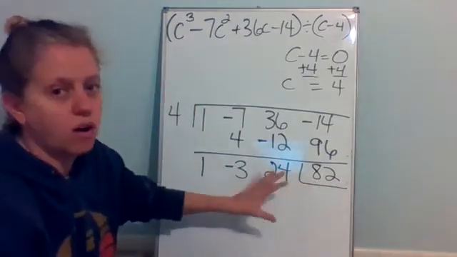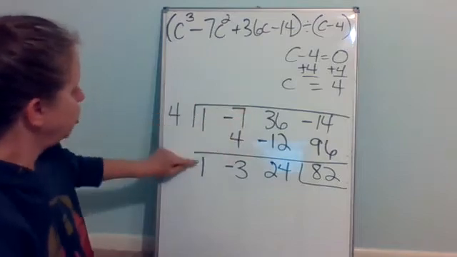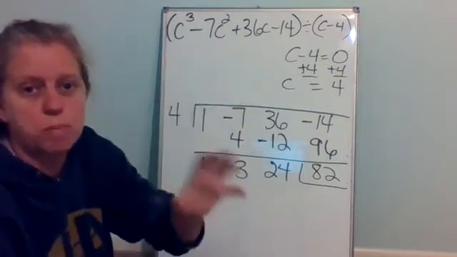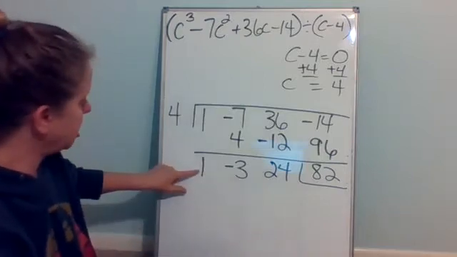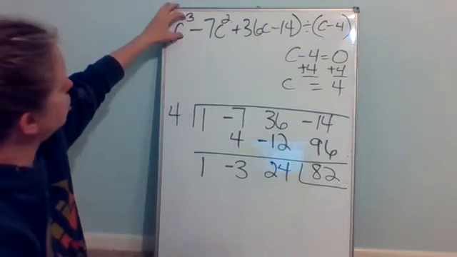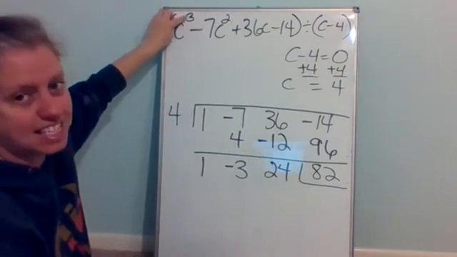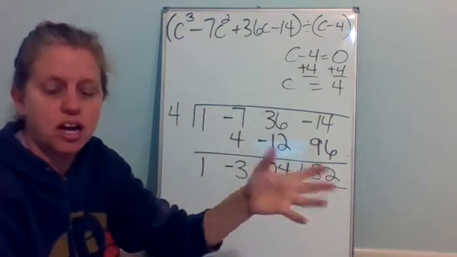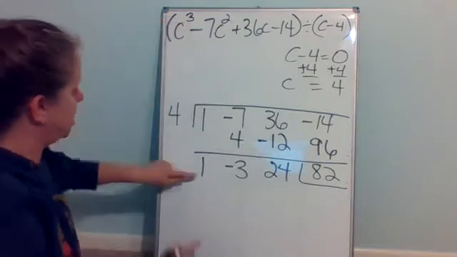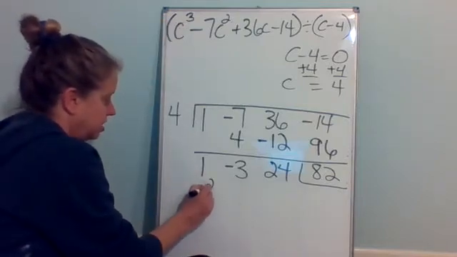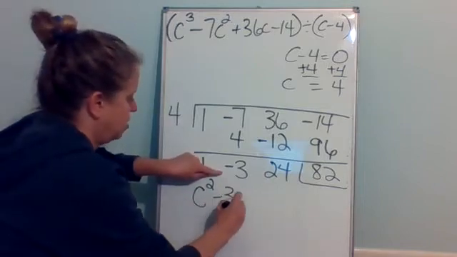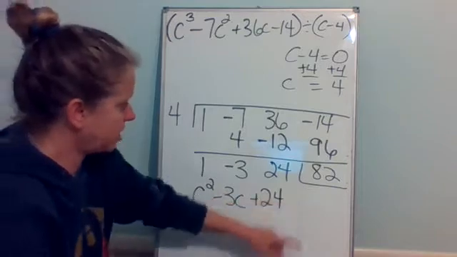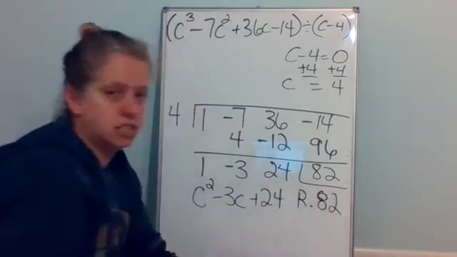And this is the remainder. Now, here's the thing. When you do synthetic division, your answer represents something. These numbers all represent something. It's still going to be a polynomial, which is a group of terms. That's going to be my first term in the polynomial, and the answer is just going to start with one exponent less than this. So these are all the coefficients of the terms in your answer, and the first term is just one exponent less than this. So this represents 1c squared minus 3c plus 24, and then that's your remainder. Your remainder is 82, okay?